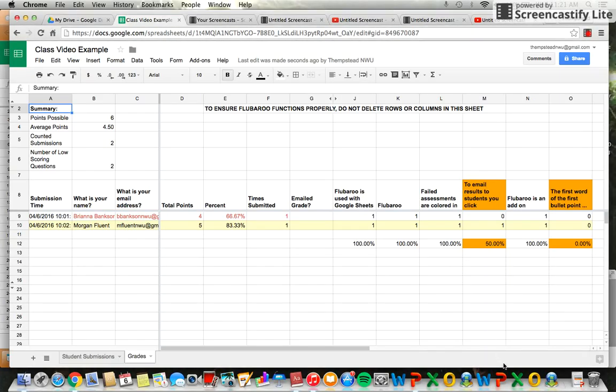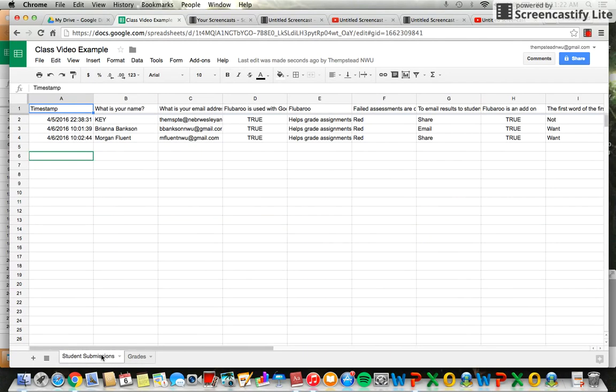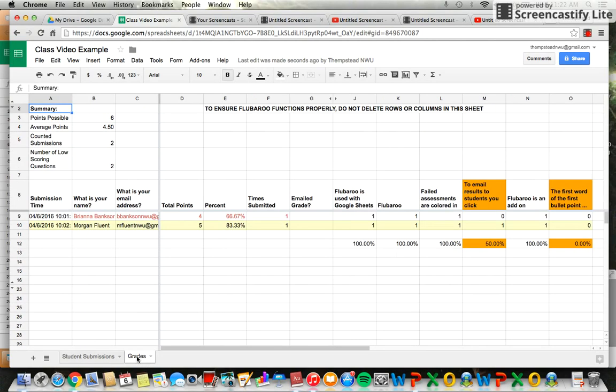So after Flubaroo has graded your assignment, you're going to see it pulls up a new tab under grades. And so this is what Flubaroo has graded. And you can still go back to your student submissions and read their ungraded submissions. Flubaroo is also going to give you a summary.